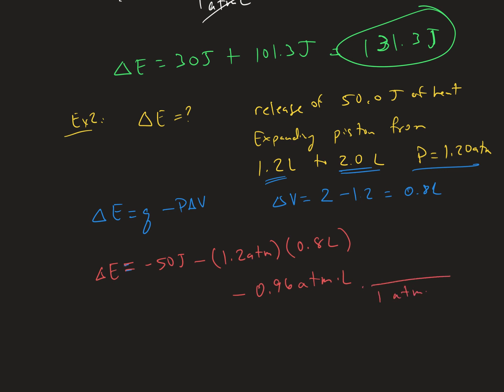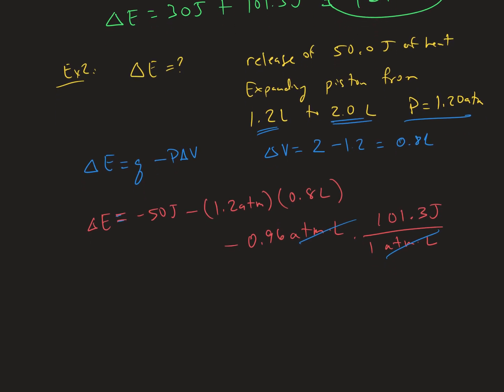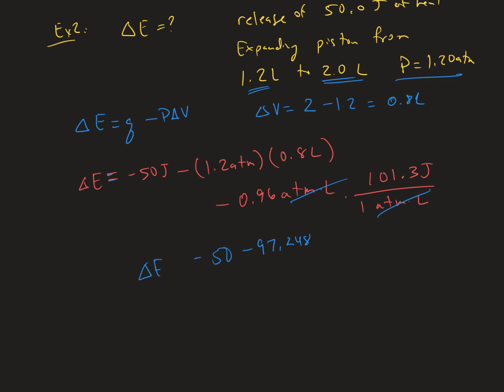1 ATM liter has a value of how many joules? 101.3 joules. ATM liters goes away. So what's 101.3 times 0.96? 97.248. So negative 97.248, right? And we're going to add that to a negative 50, which is equal to what? Negative 147.25, 3 sig figs, joules. We good?